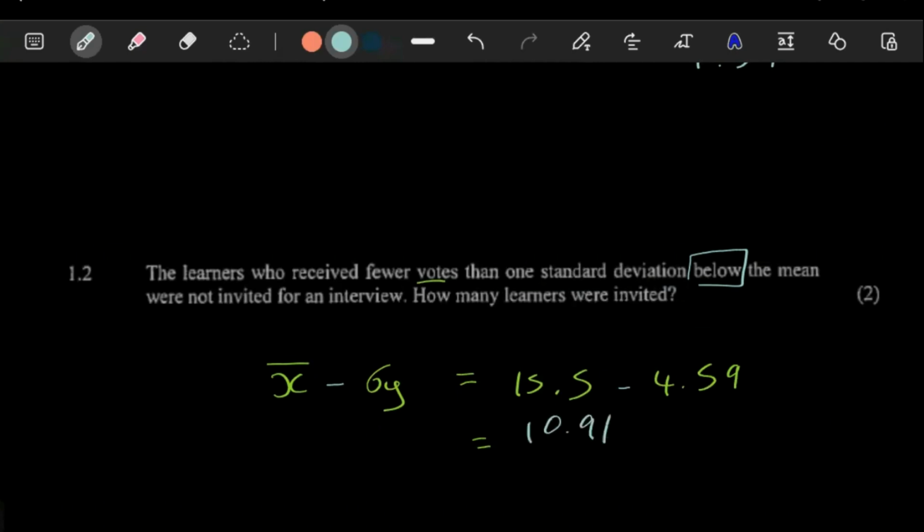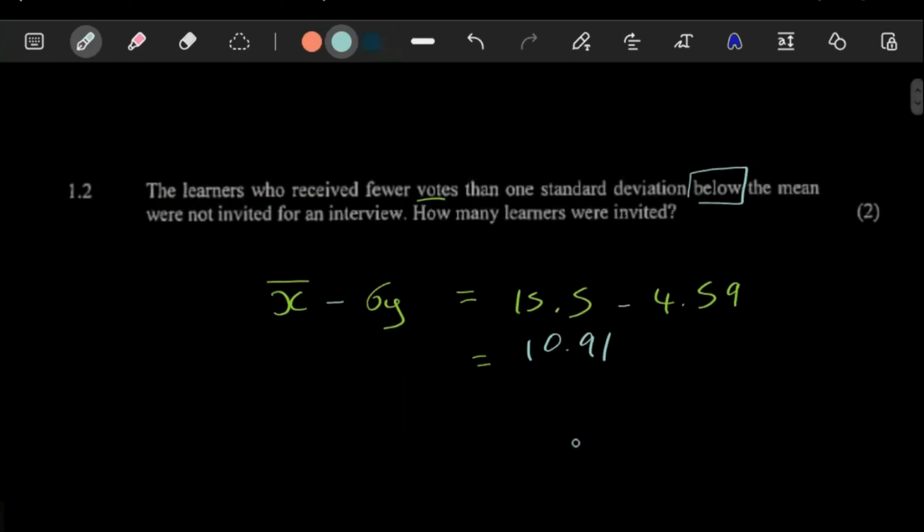10.91. So what this means is any number that is below 10.91 is not going to be, let's see, learners who received fewer than 1 standard deviation below the mean were not invited. So people that got lower than this were not invited.